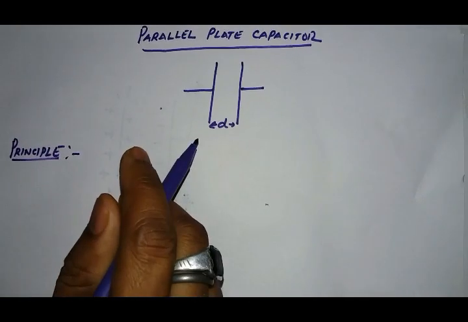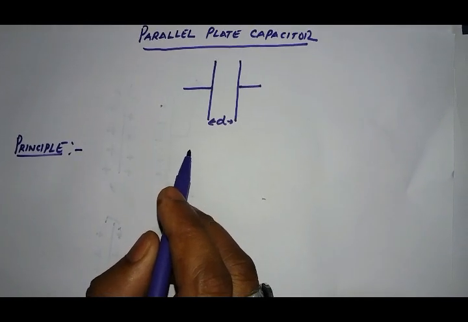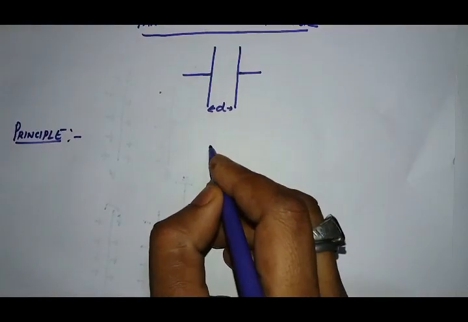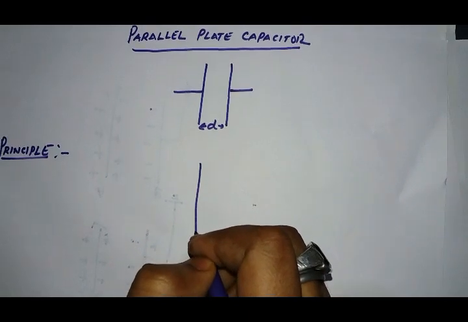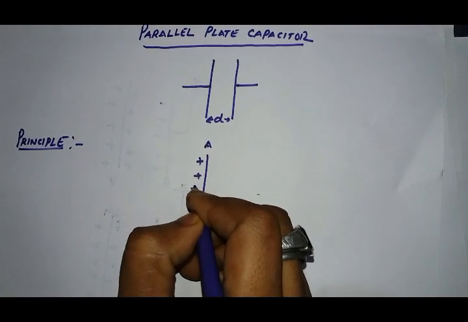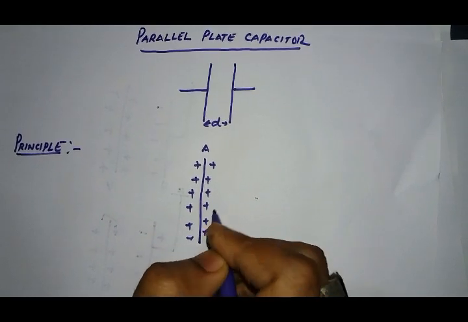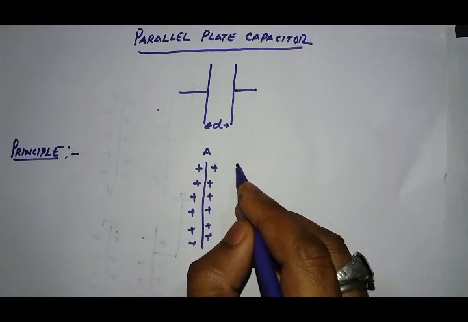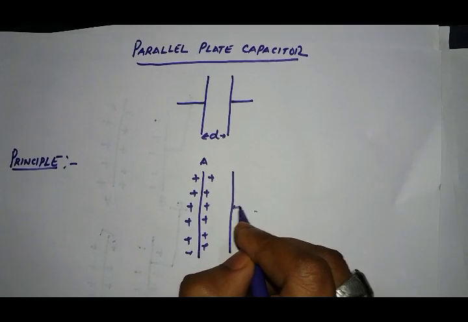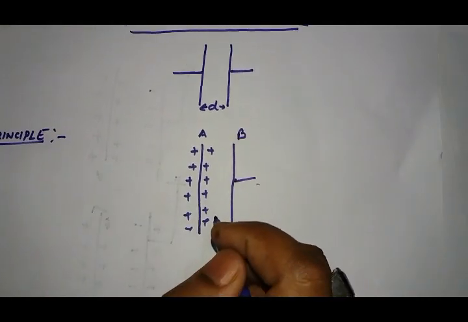of capacitor. The capacitance of a charged conductor is increased by bringing another uncharged or low potential conductor near it. Means if I have this charged conductor A, then its potential can be increased by bringing an uncharged conducting plate B near to it.